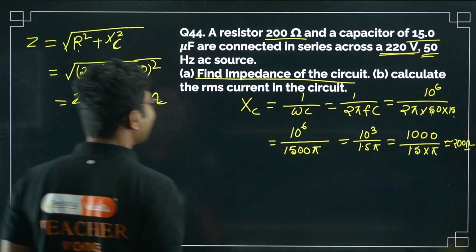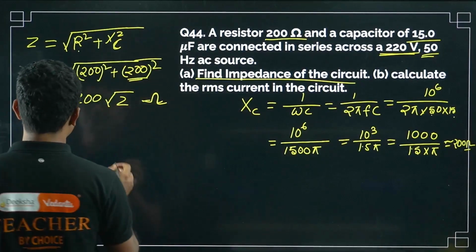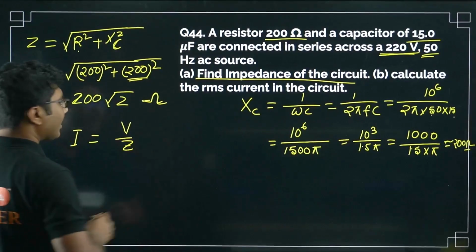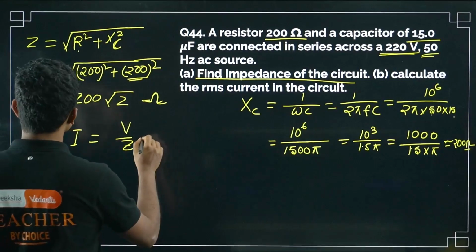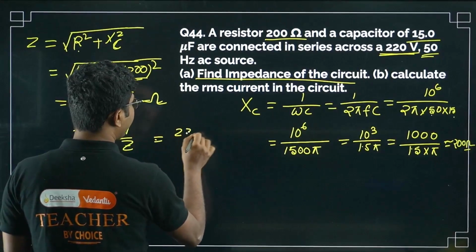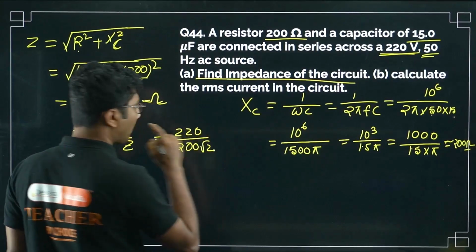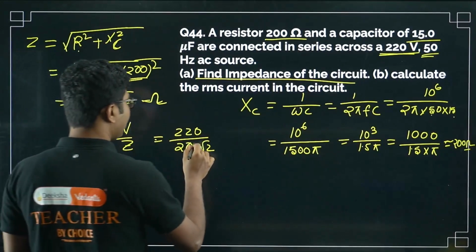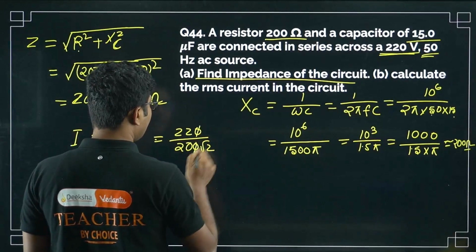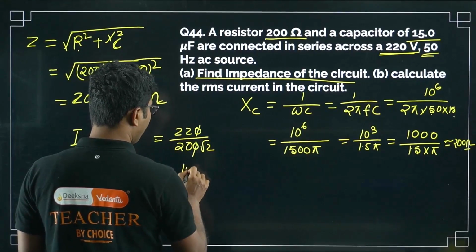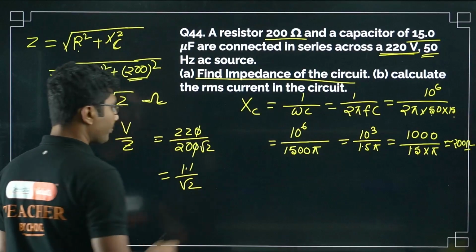Now find the RMS current. To find the RMS current, I is equal to basically V by Z, nothing else. V is 220 volt divided by 200 root 2. As simple as that, right? So it will be 1.1 divided by root 2.